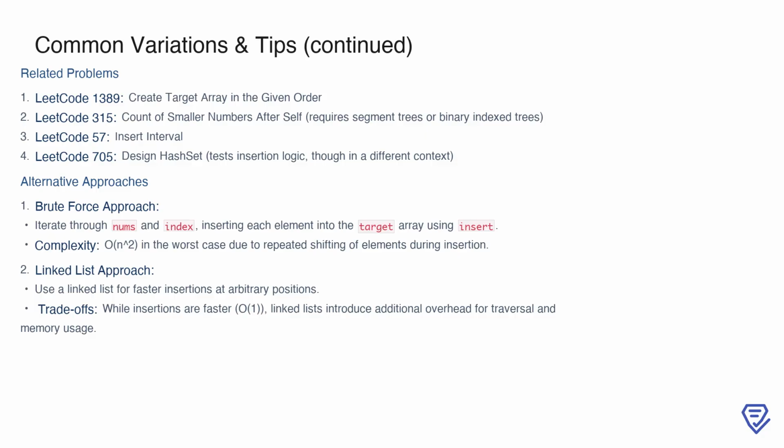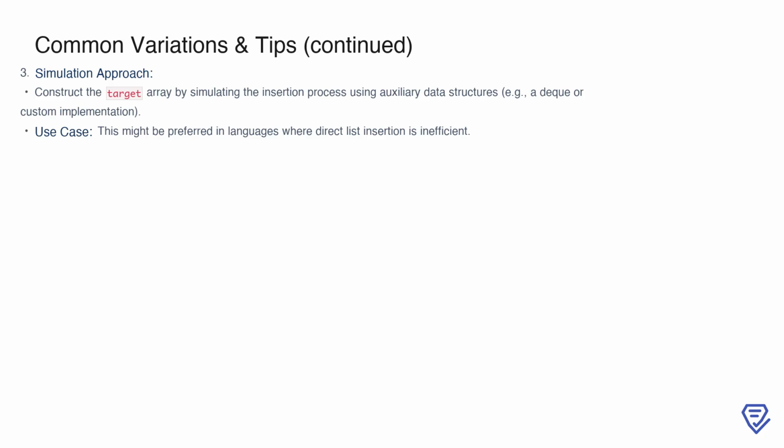and slower traversal times. Lastly, there's the simulation approach, which involves constructing the target array by simulating the insertion process using auxiliary data structures. For example, you could use a deque or even implement a custom data structure tailored to this problem. This approach can be beneficial in languages where direct list insertion is less efficient or where you need greater control over the underlying operations. Each of these approaches has its strengths and trade-offs, so it's important to evaluate them based on the constraints and requirements of the problem. Whether you choose the straightforward method or explore alternatives, the key is to ensure your solution is both correct and efficient.